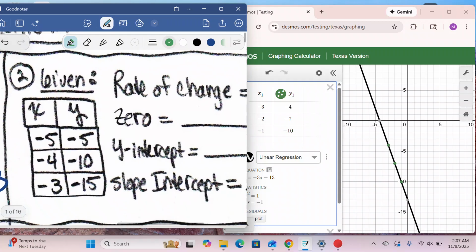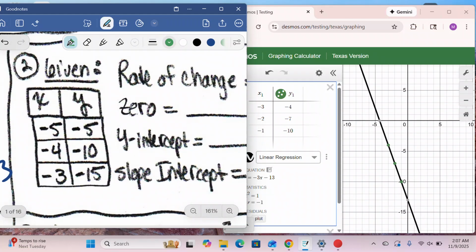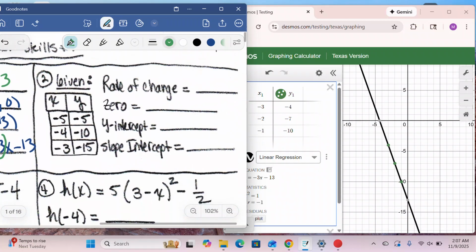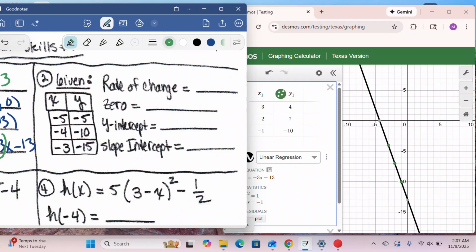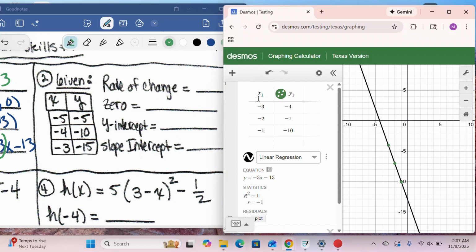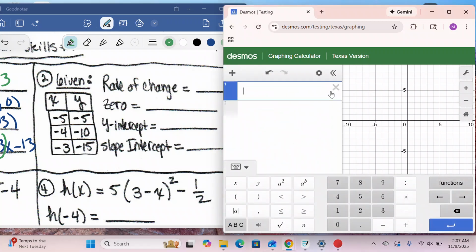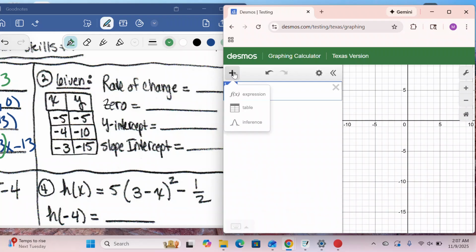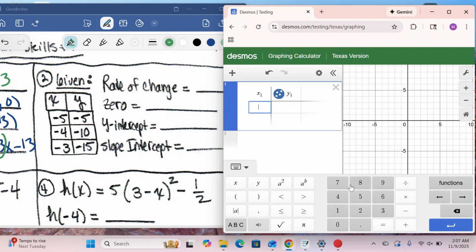Next, we're given a second table, number 2. They want to find the same concepts: rate of change, the zero, the y-intercept, and the slope. If I want to leave the table there, I can leave the table there, but I'm going to go ahead and take it away. For this one, you're going to put the plus sign, and then input the table. You're going to put -5, comma, -5. Then I'm going to go -4, comma, -10 as my second ordered pair.